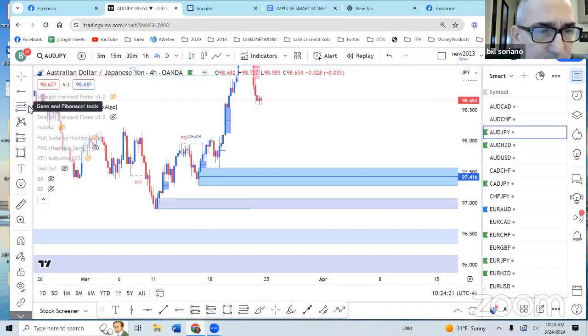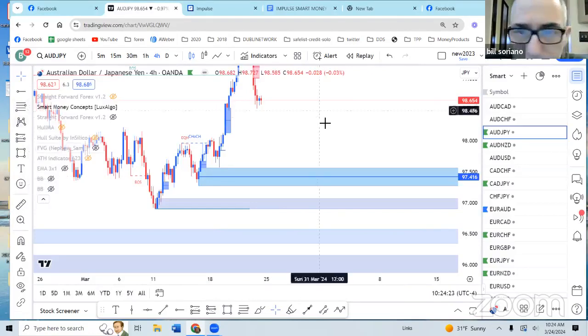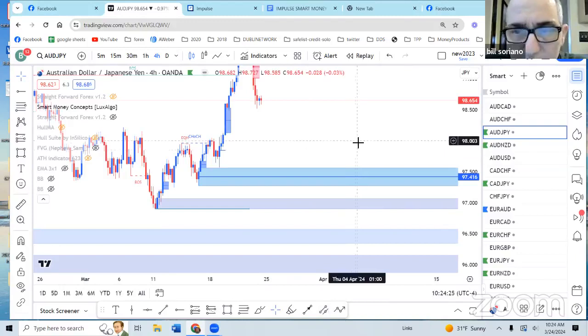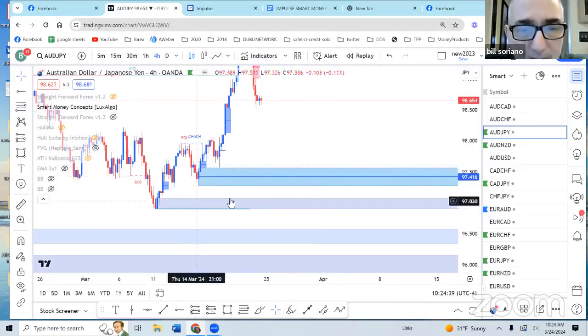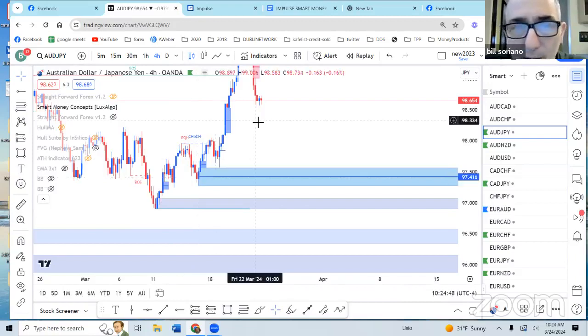Okay, I believe it's over here in the side, but I have it in my favorites right here. So there's the point of interest, 97.416 for AUD, and you put that on the 4-hour chart. If you're using this indicator here, it'll automatically show you these order blocks, and you just highlight the order block like I showed you, and you put your alert right at the 50% point, okay?